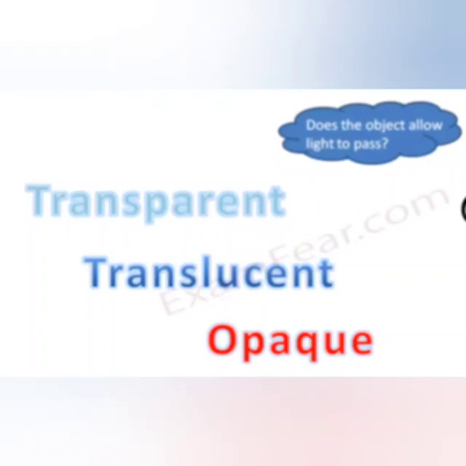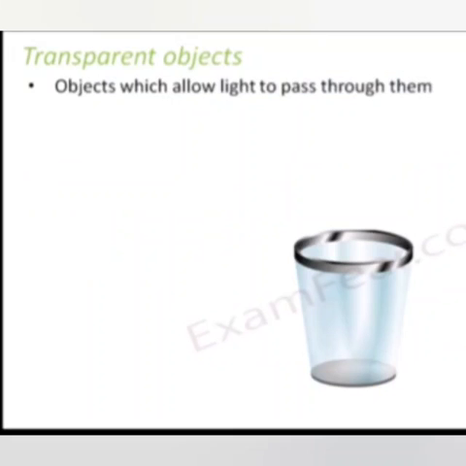Next property of material is transparency. Substances are classified into three groups depending on the amount of light that can pass through them. First is transparent, second is translucent, third is opaque. Now I am explaining the first, that is transparent. Transparent objects are those objects which allow light to pass through them. Examples: glass, water, magnifying glass and air.